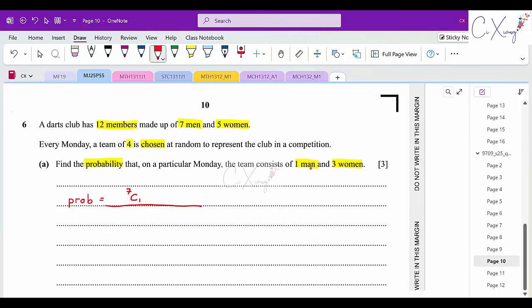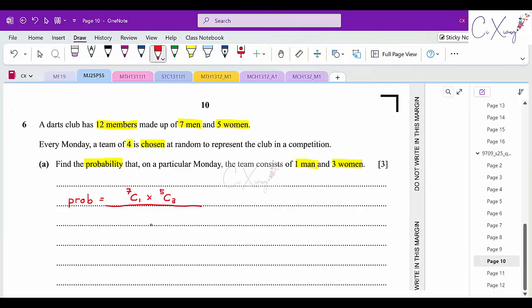To make the team complete, you have to multiply the combination of the women as well. So I want to have 5C3. 5 women, I want to choose 3 of them. Divided by the total of the combination without restriction for denominator. But what should I put here?